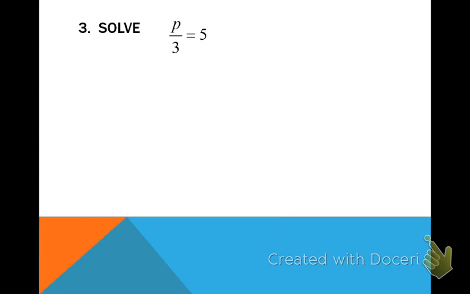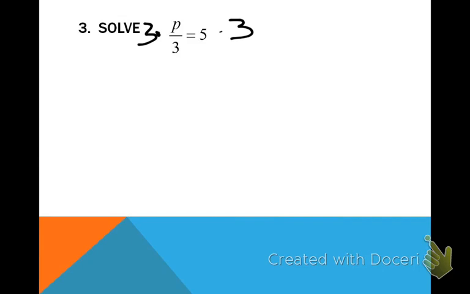So what are we going to do, Tommy? You multiply by 3 on both sides. Why are we multiplying by 3? Because the fraction bar means divide, and we want to undo that. So we're going to multiply both sides by 3. There would be p equals 15. Okay, good. And again, why?